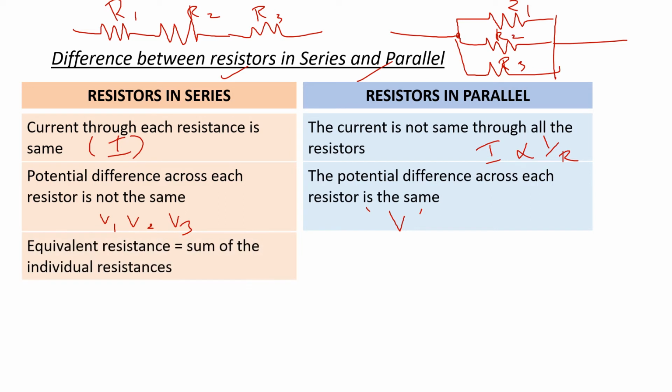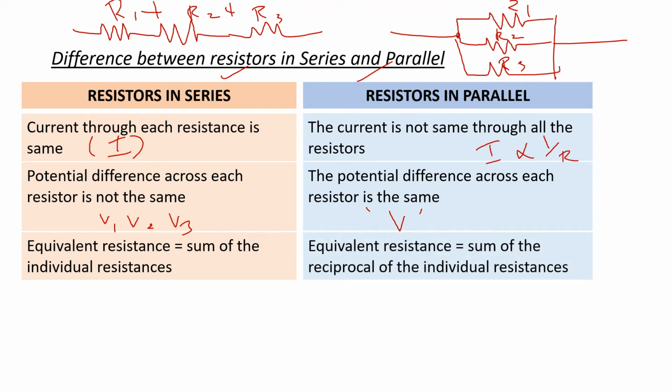The third difference will be the equivalent resistance is equal to the sum of the individual resistances. That is, if I am summing up all the three resistances, that will be the total resistance value. So if I am taking the parallel combination, the equivalent resistance will be equal to the sum of the reciprocals of the individual resistances. That is 1 by R1 plus 1 by R2 plus 1 by R3. So here what I can say about the total resistance, R is equal to R1 plus R2 plus R3. On the other hand, in case of the resistors in series, this will be the resultant resistance.